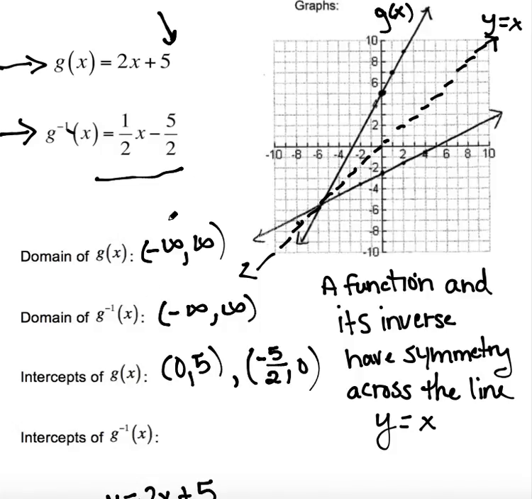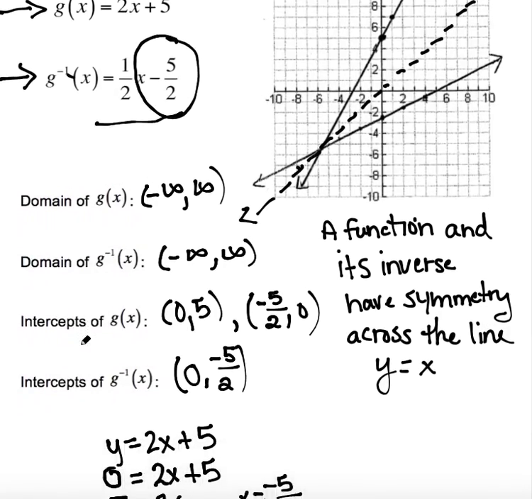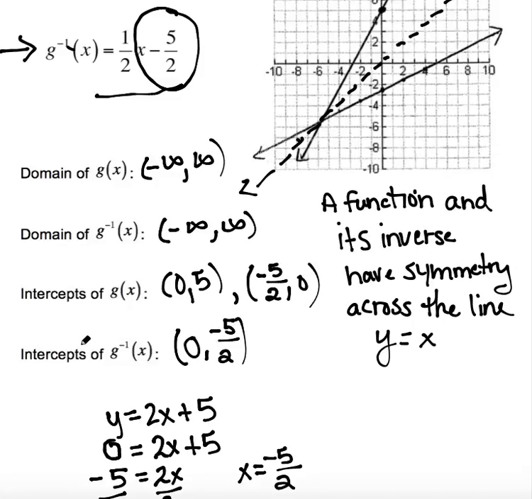Now, let's look at the intercepts of the inverse. Well, again, I'm given the y-intercept. The y-intercept is negative 5/2. Whoop, let me erase. Not the x-intercept, the y-intercept. The y-intercept is negative 5/2, so that gives me (0, negative 5/2), because that is my b in my equation in the form y equals mx plus b. And then I could solve for the x-intercept, but I don't need to.